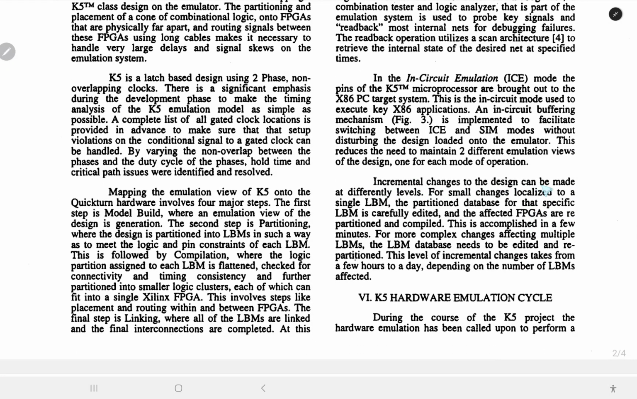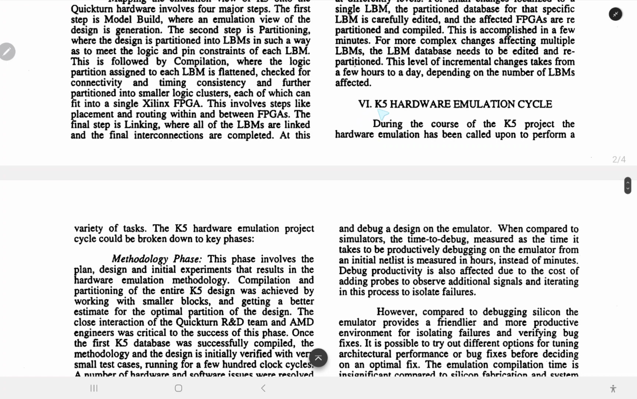Incremental changes to the design can be made at different levels. For small changes localized to a single LBM, the partitioned database for the specific LBM is carefully edited, and the affected FPGAs are repartitioned and compiled. This is accomplished in a few minutes. For more complex changes affecting multiple LBMs, the LBM database needs to be edited and repartitioned. This level of incremental change takes from a few hours to a day, depending on the number of LBMs affected.